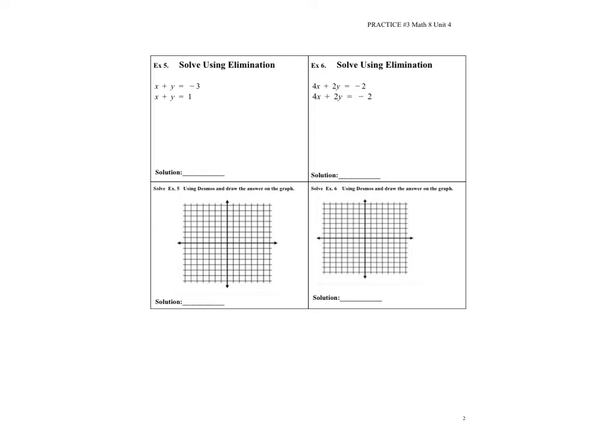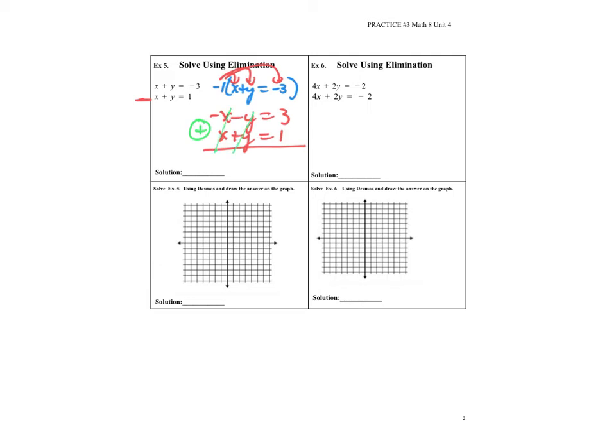So 5, I'm looking, I cannot add and wipe out a variable. So I have to multiply by a -1. Remember, you have to distribute that -1 over everything. So I'll get -x minus y equals 3. And then I'm just going to rewrite the bottom one right underneath it. Make sure that you line up your variables.